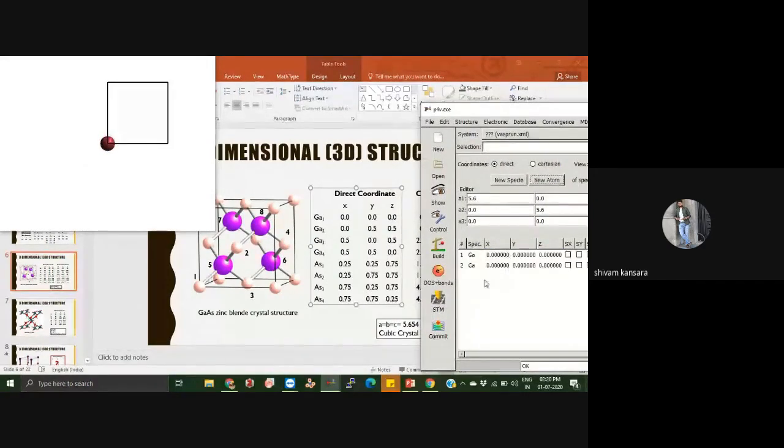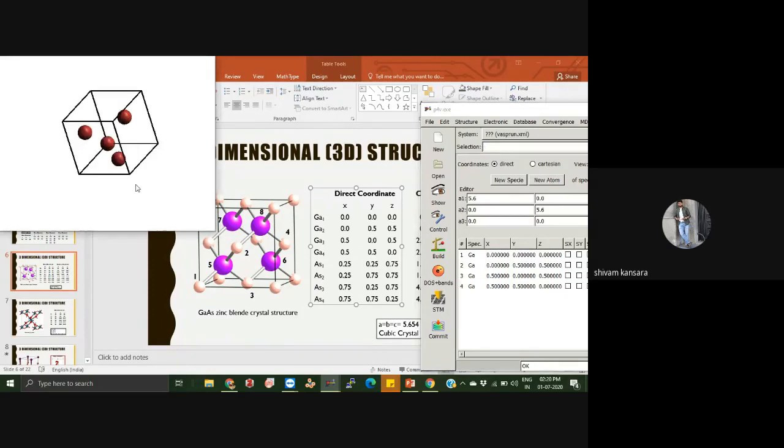So new atom, gallium 2. So this is 0.5, 0.5, and zero point 0.5. Okay, this is another atom. So again new atom, and this is the coordinate of 0.5 and zero point 0.5, and the fourth coordinate is 0.5 and zero point 0.5. This is like an all FCC type of crystal structure.